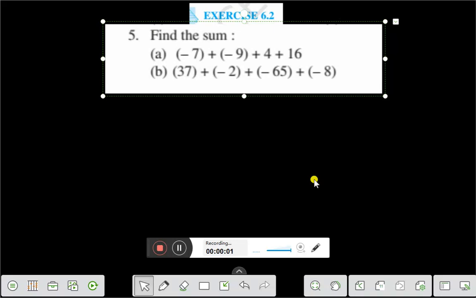Hello everybody. Today we shall discuss exercise 6.2 question number 5. What is question number 5? Question number 5 is: find the sum. A is minus 7 plus minus 9 plus 4 plus 16.